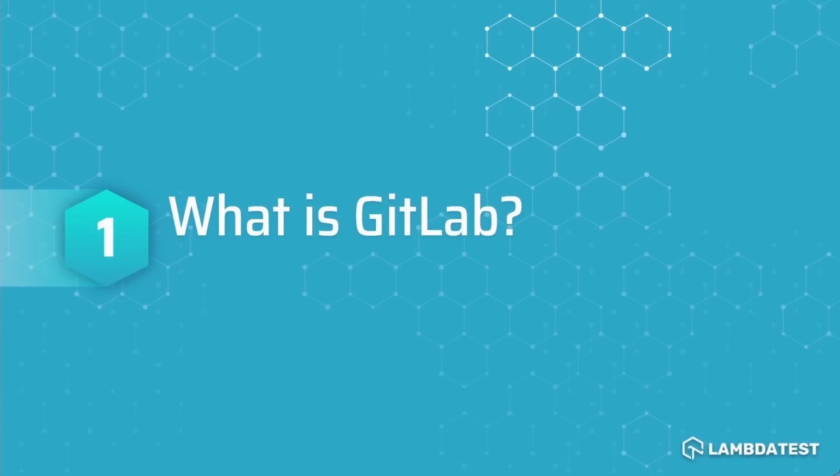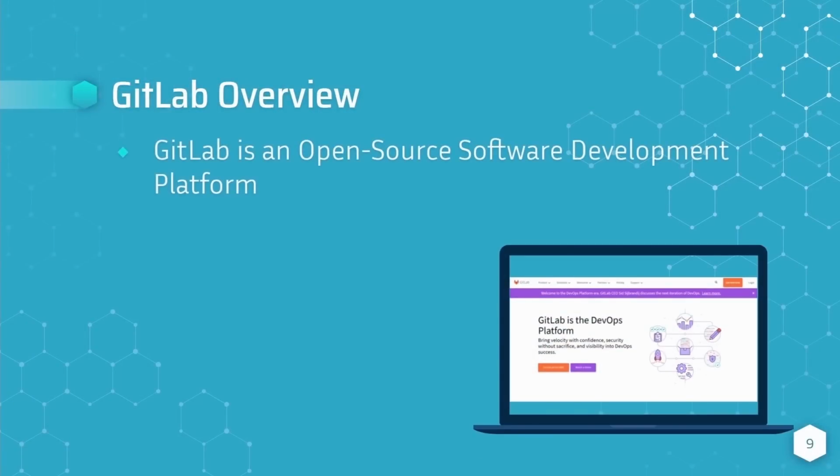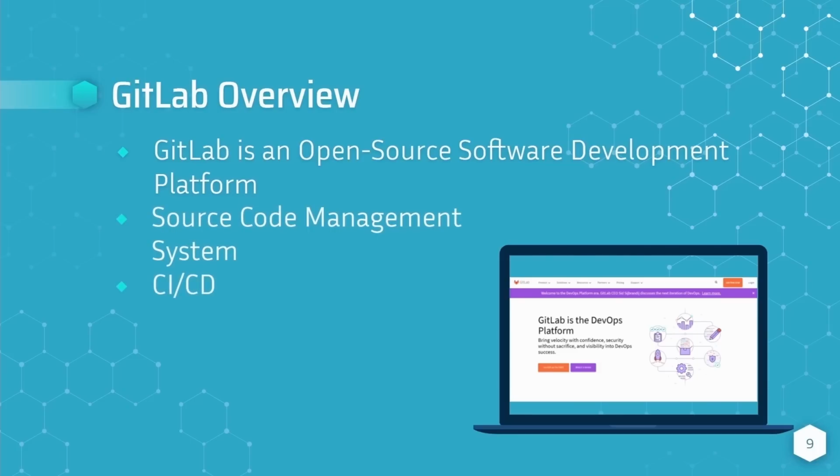Now let's get into the first topic. What is GitLab? GitLab is an open source software development platform. And at its core, it is a source code management system. But it also offers additional functionality like CI/CD on top of being a source code management system. And as you can see on the right, GitLab describes itself as a DevOps platform.